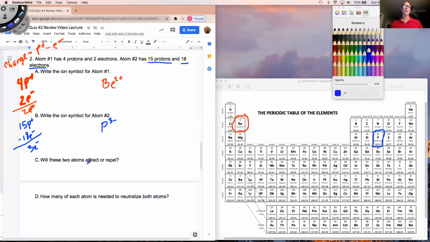Now the next one says, are these going to attract or repel? Well, that's a positive and that's a negative. So these are going to attract. Like I told you before, it's always going to be attract because I'm giving you a quiz and I need to continue the questions.